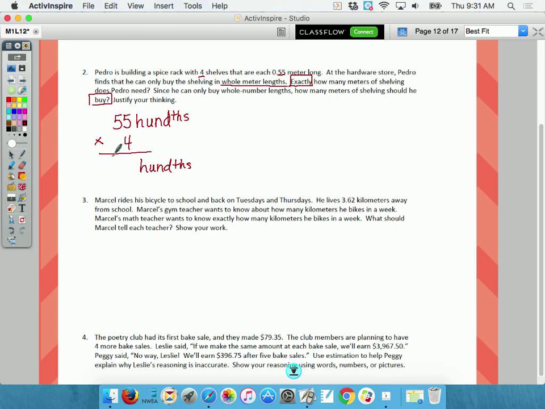Okay, so 5 times 4, what is it? 20. 5 times 4 is 20 plus 2. 22. Okay, now this is showing hundredths here. So how many place values will I underline? 2 place values. So where will I put the decimal then? Between the 2 and the 2. Between the 2 twos, yeah. Okay, so he needs 2.2 meters of shelving, doesn't he?